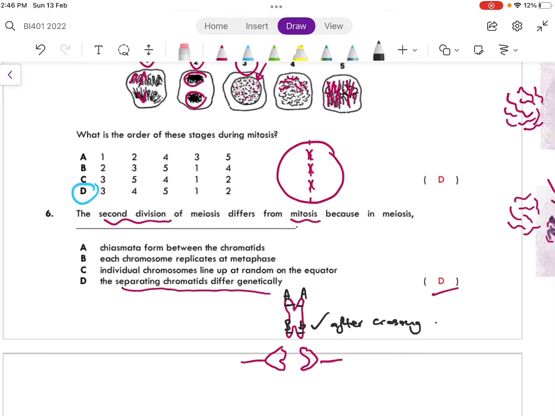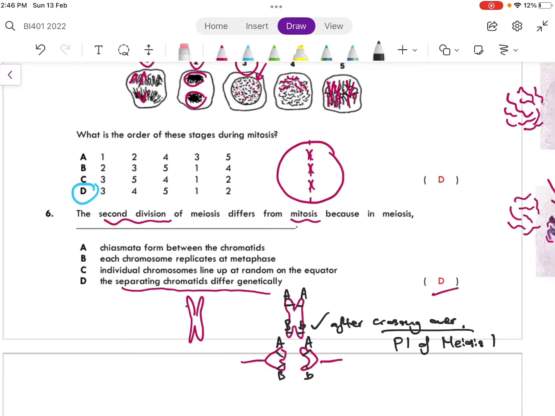crossing over. And crossing over only takes place in prophase 1 of meiosis 1. Yeah, so that is one of the key differences, that the separating chromosomes need not be genetically identical. Whereas in mitosis, they will be genetically identical.